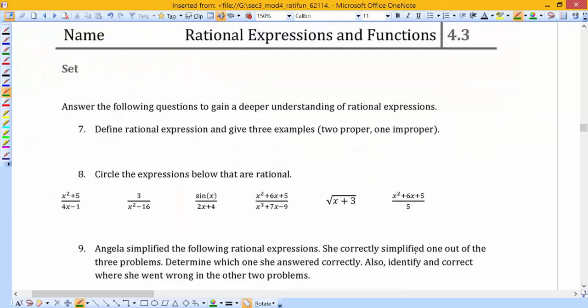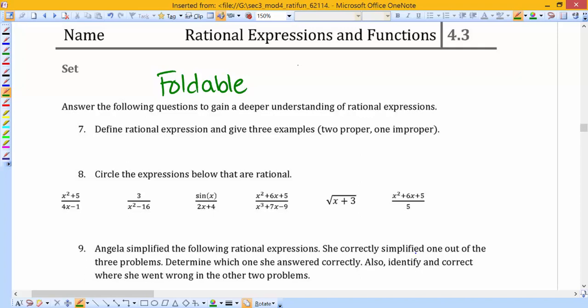All right, let's look at the set. So the set is similar to what we went over in class about what a rational function is. Look at your foldable for what a rational function is. So that should help you with answering 7. And also 8.